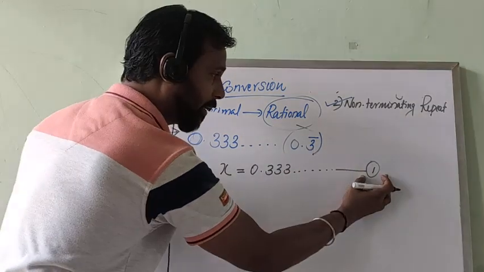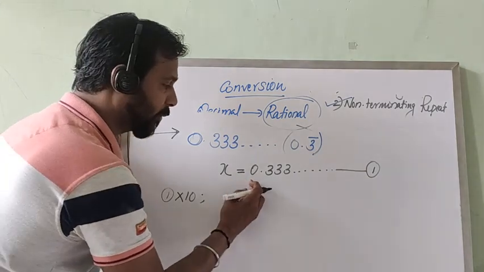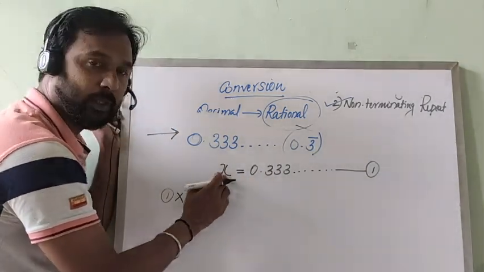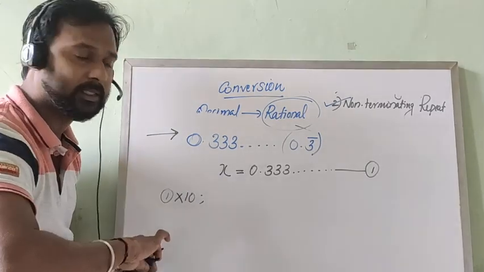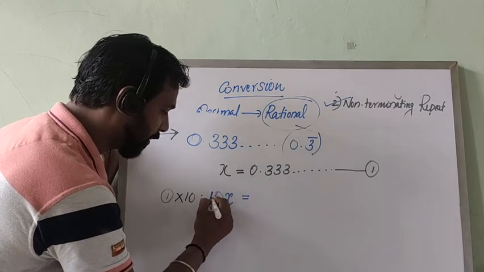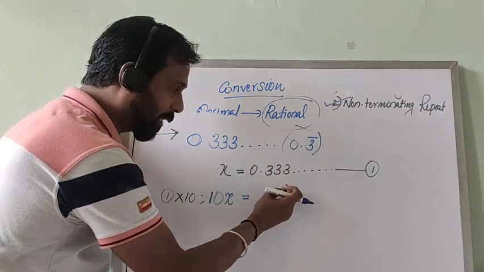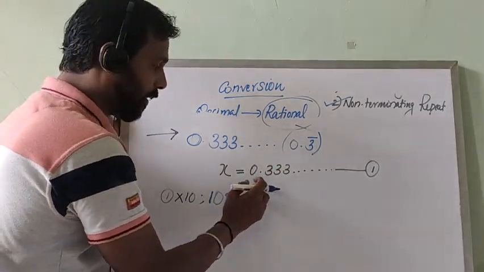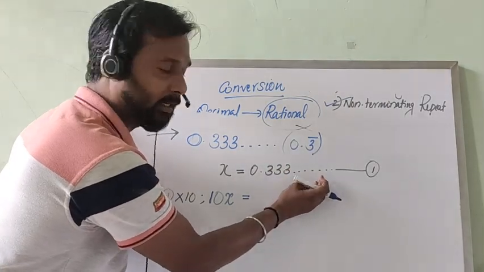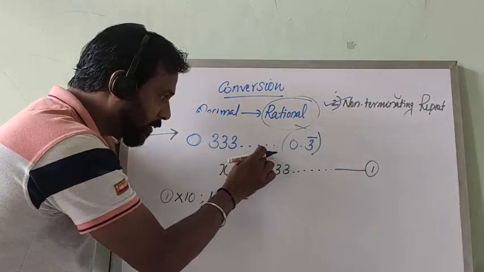When you are multiplying an equation by a number, you have to multiply the left side as well as the right side. First you multiply the left side. What is on the left side? x. You multiply by 10. What you are going to get is x into 10, we will write as 10x, is equal to. Therefore, we multiplied the left side. Now you multiply the right side as well. So what we are going to do is 0.333 into 10. When you are multiplying by 10, the decimal point will jump to the right side. This will jump to this side.